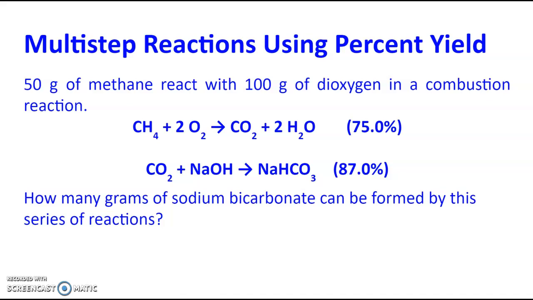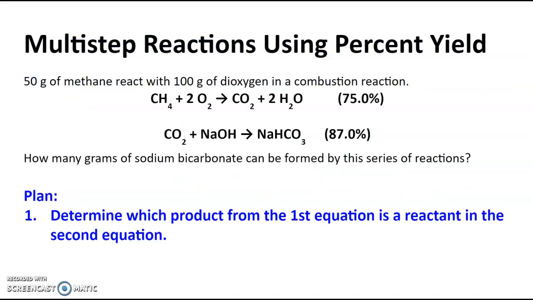So if we look at just the first reaction, we have a very simple limiting reactant problem using a percent yield. So let's focus on that part first. And we need to determine which product from the first equation is a reactant in the second equation, because that way we know which product to find the theoretical yield for.